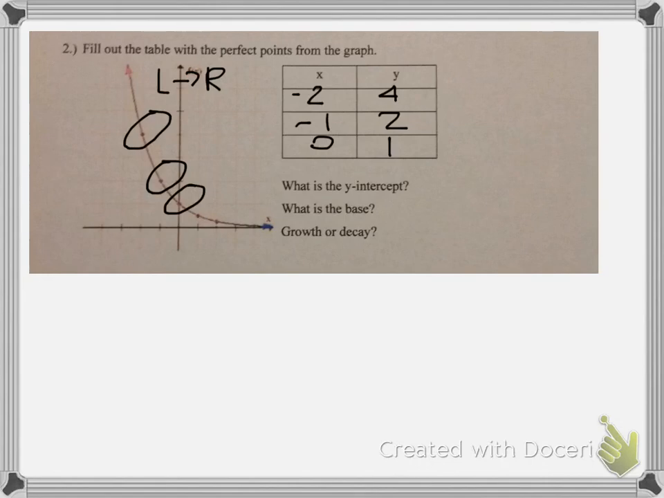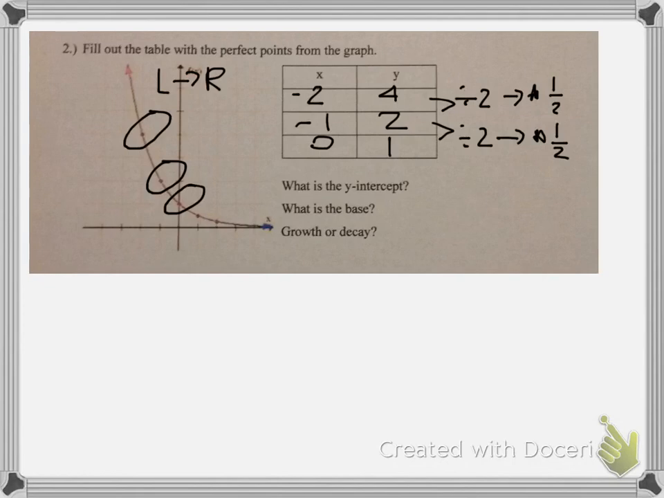Alright, so when we look at this table, we need to find that B value, that base value. So what's the number that gets you from 4 to 2? Well, it's being divided, right? Because it's being decayed, right? So it's divided by 2. 2 divided by 2 will get you to 1. But, like I said before, it's multiplication. It has to be multiplication. Cannot be division. So you have to change this to the reciprocal, which will be times by 1/2. Times by 1/2, okay? So now you're able to answer all these questions that's provided below it.